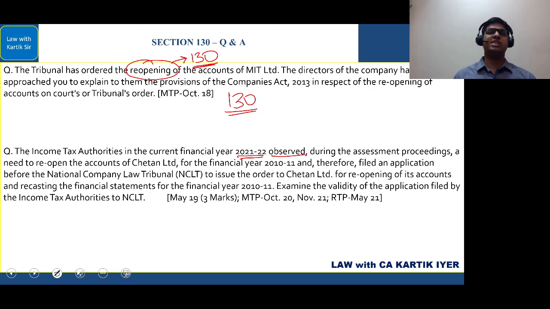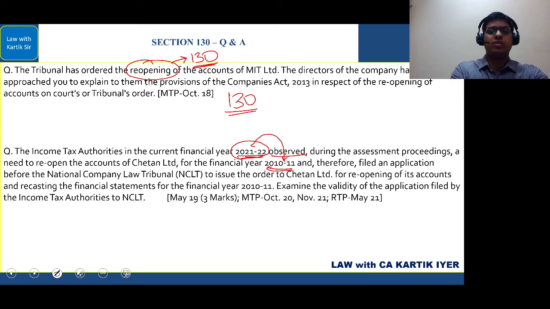First of all, the first question is: can the income tax authorities take permission of the tribunal and ask to reopen the accounts of a company? The answer is yes, they can under section 130, because in 6 SAP, I is income tax authorities. Now the point comes, sir, to reopen any books of accounts, you need the financial statements or books of accounts to be there. Here they have approached in the current financial year 21-22 regarding 2010-11. They want to reopen, so they want to go back 11 years.